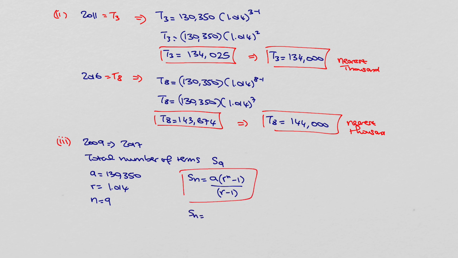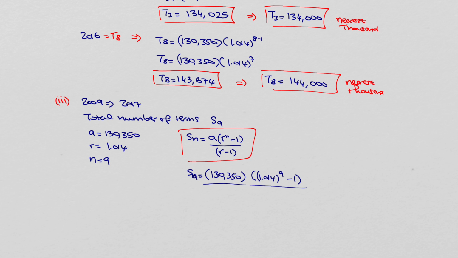But if we sub in, we have 130,350 times 1.014 to the power of 9 minus 1 all over 1.014 minus 1. So putting into your calculators, and it says again to the nearest 1,000, well, we get 1,241,038. So the nearest 1,000 then would be 1,241,000.